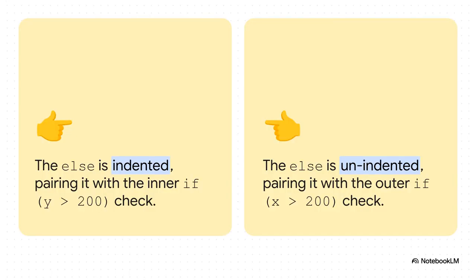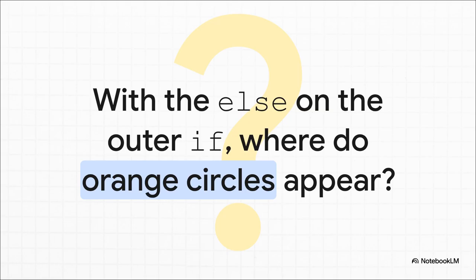Now, get ready for this. This is the whole magic trick of Python. What if we took that else statement and just hit backspace once? Just unindent it by one level. That tiny little change completely rewires the program's brain. Now that else belongs to the outer if, the x check. This is everything in Python. With that one tiny change, what's your prediction? Where are those orange circles going to pop up now?